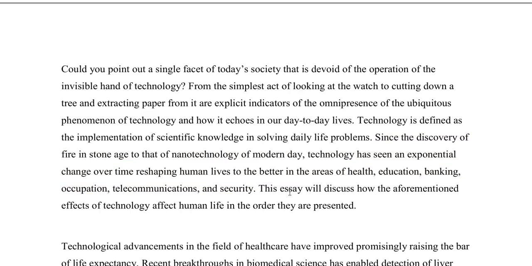And what is this part? This essay will discuss how the aforementioned or the above mentioned effects of technology affect human life in the order they are presented. So in the order there, this is the outline structure part.